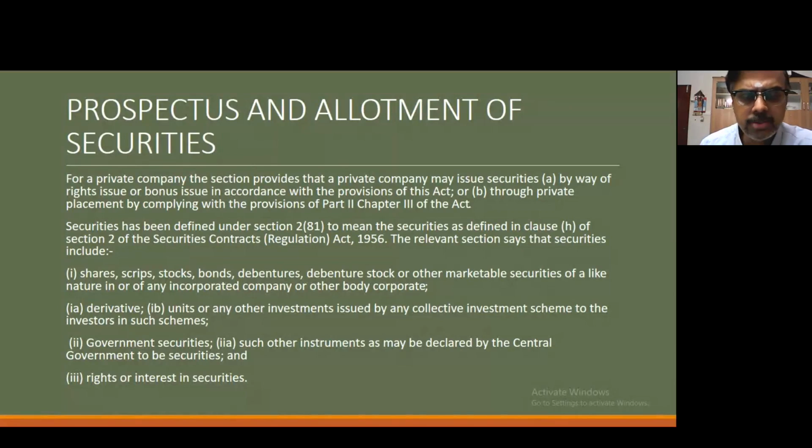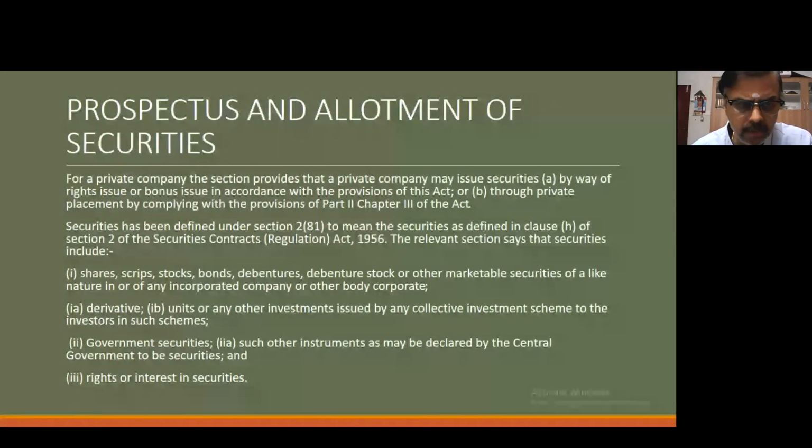And not only that, it includes units or any other investments issued by collective investment scheme, and it is to the investors of such schemes. Collective investment schemes means it's not exactly mutual fund, but something like a mutual fund. For example, a company wants to collect from 100 people 10 lakhs each, and they want to invest in some income earning securities, and they give you a unit certificate for that. That is also referred to as a security. And government securities is also coming under the definition of securities, and such other instruments as may be declared by the central government to be the securities, and rights or interest in securities. Rights or interest in securities is also a security.